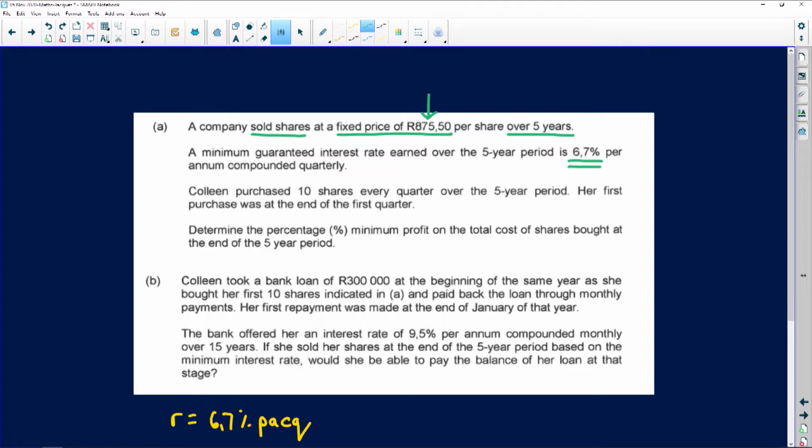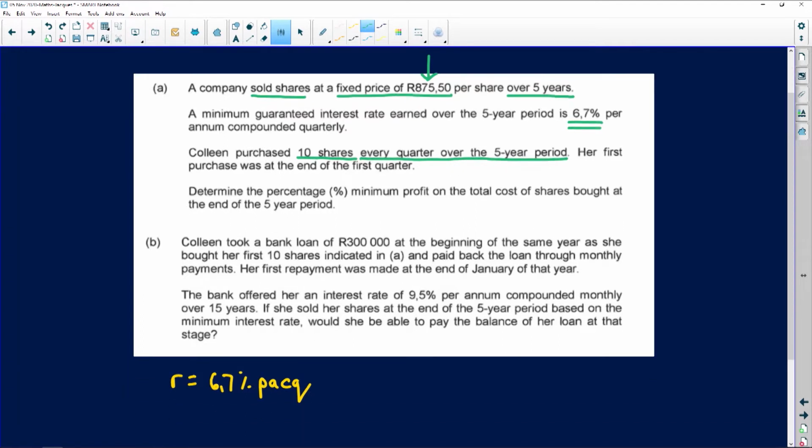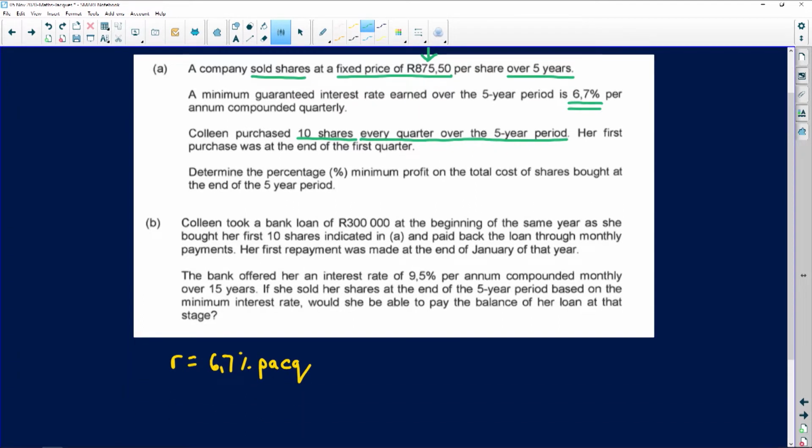Colleen purchased 10 shares every quarter over a 5-year period. I think we need a timeline here, so let me make space for us. Our timeline is going to show she purchased shares every quarter for a 5-year period. Over a 5-year period, there are 20 quarters because there are 4 quarters per year.